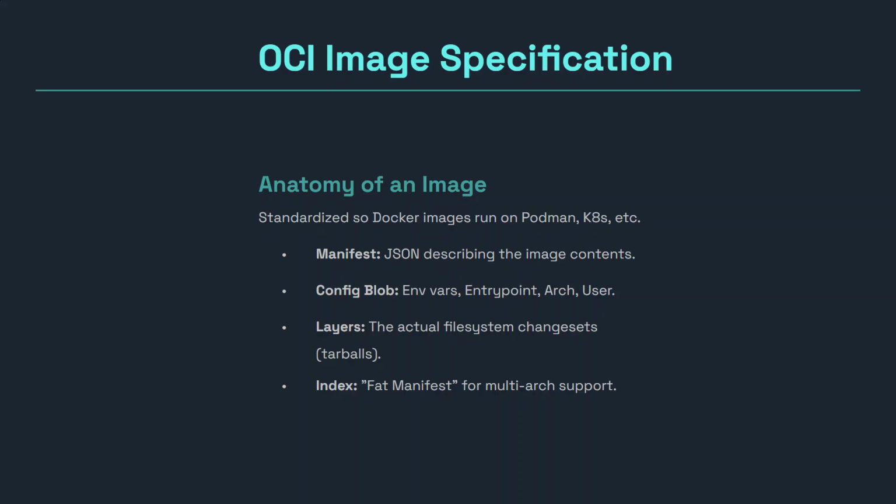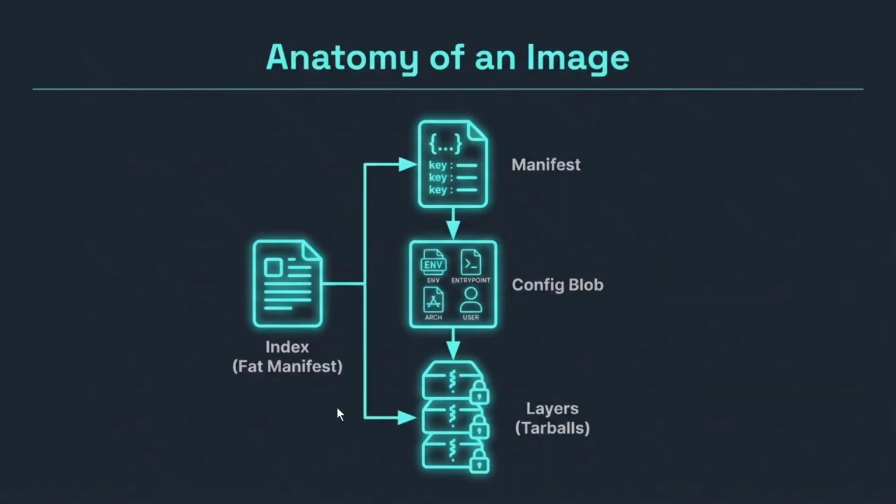The OCI image specification. The OCI image specification standardizes what a container image looks like on disk. Standardization allows images to run on different tools like Docker, Podman, and Kubernetes. Let's take a closer look. The OCI image specification breaks down a container image into 4 parts. First one is the manifest. A JSON file describing the image. It lists the layer and the configuration.